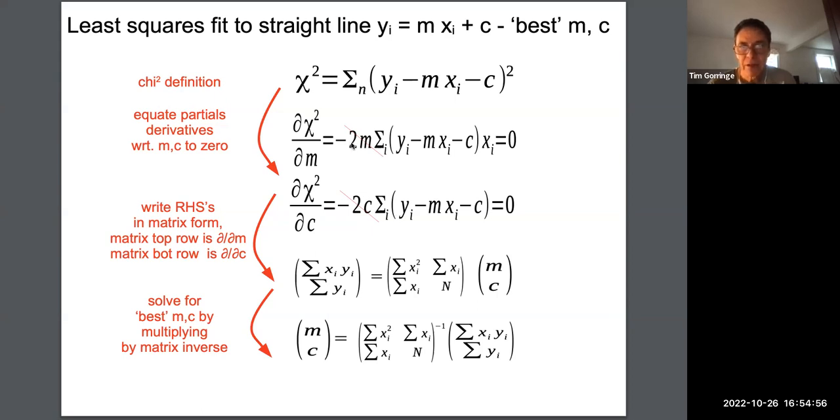And at this point, we can cancel out this common factor, 2M or 2C, in the two equations. And we just have statements from these partial derivatives that this summation upstairs here and this summation downstairs here over the data points is equal to 0. And that allows us to solve for M and C. If you think of those equations, we got two unknowns, M and C, in those equations. We can rearrange those two equations for those two unknowns to solve for them.